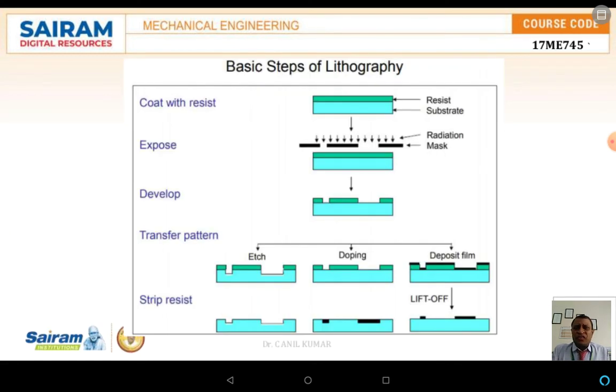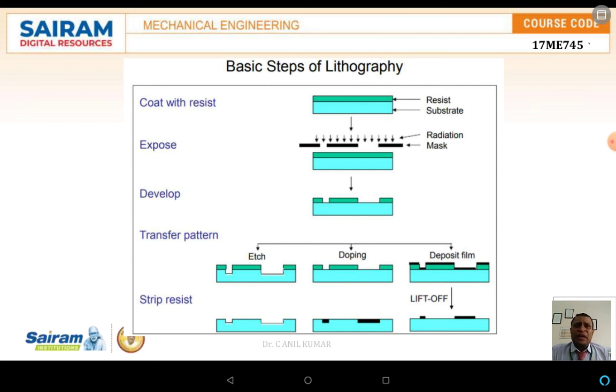Now here the basic steps with respect to photolithography are explained. The first one is coating with a resist. Now there are two layers. The first one is the substrate. Over the substrate a resist will be laid. Now after laying the resist, over it a mask will be placed. This mask consists of two things: an opaque layer, and the other one is a transparent layer.